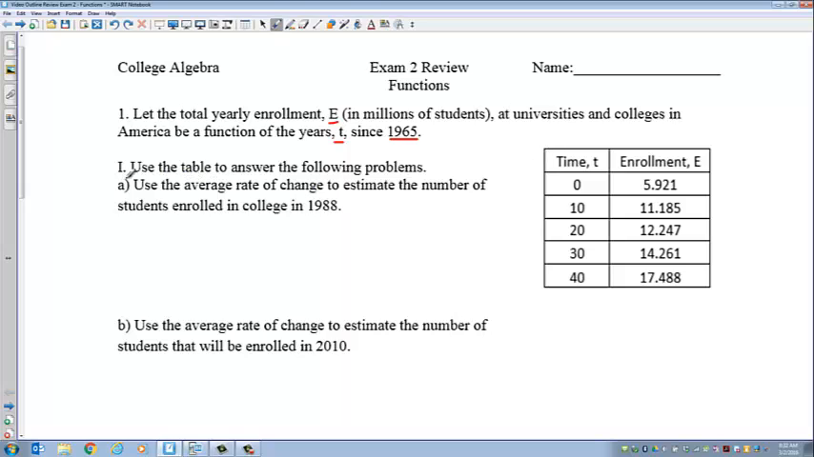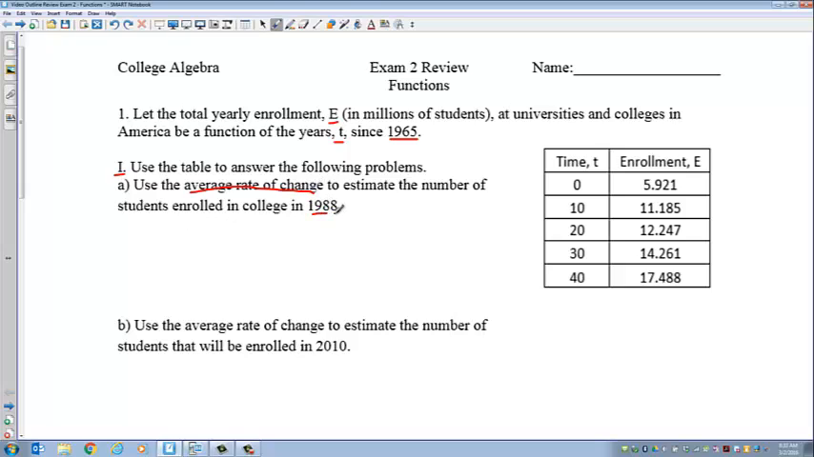Part 1 said use the table to answer the following problems. Here's our table. We have time. Remember, if it's 10, it's really 1975, 20, 1985, and so on. And then we have the enrollment over here, which is in millions of students. So 5.921 is really 5,921,000 students.